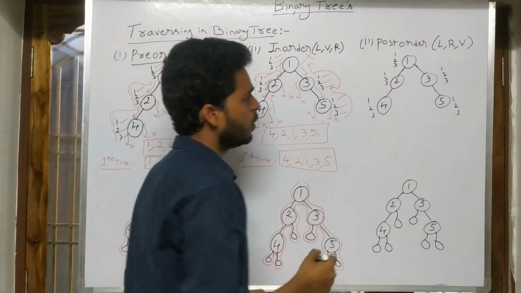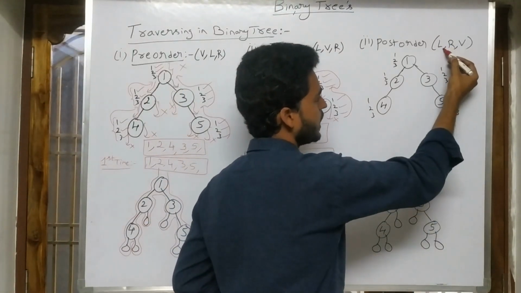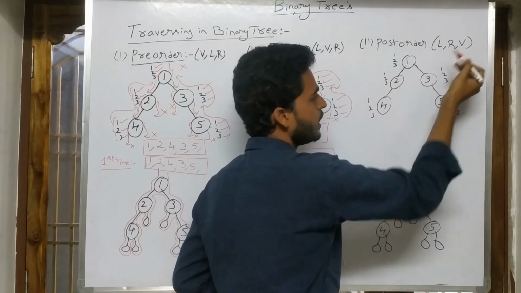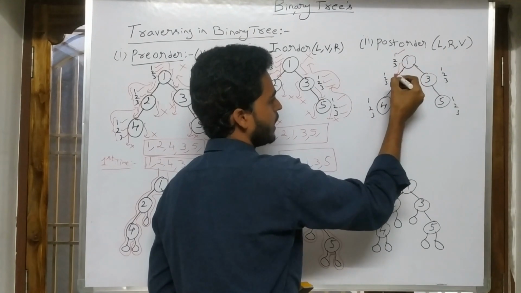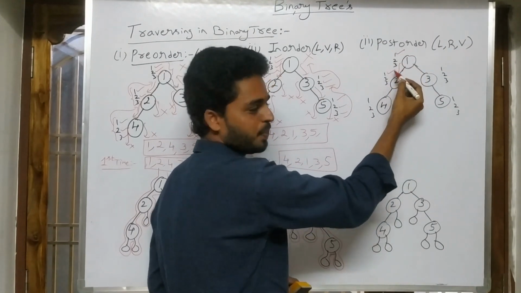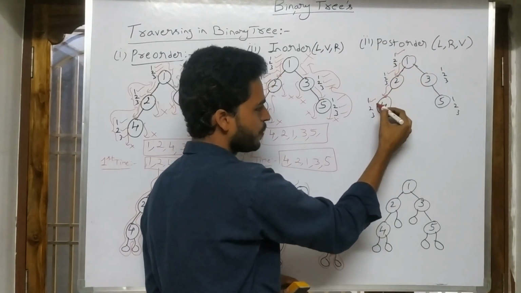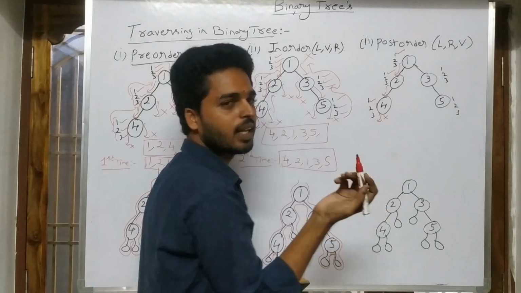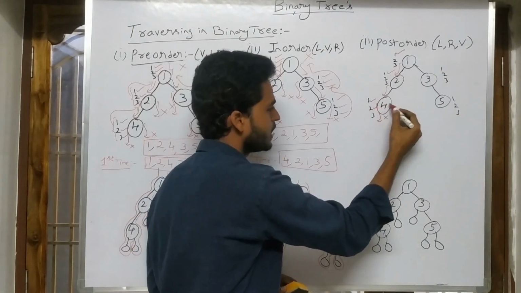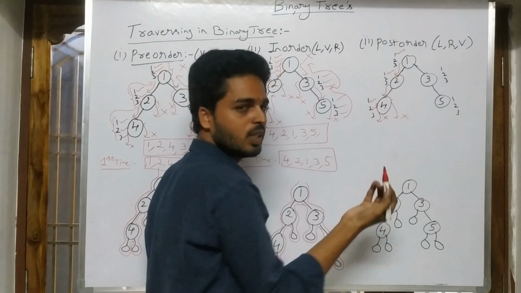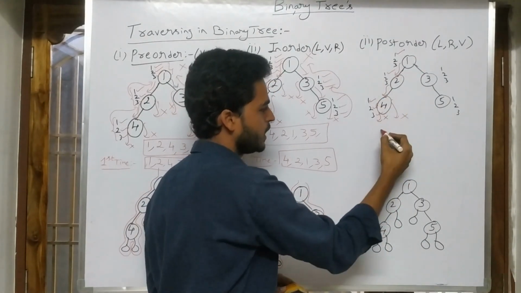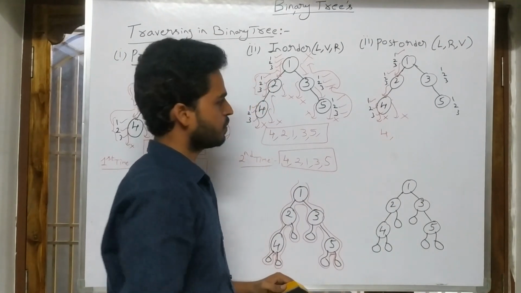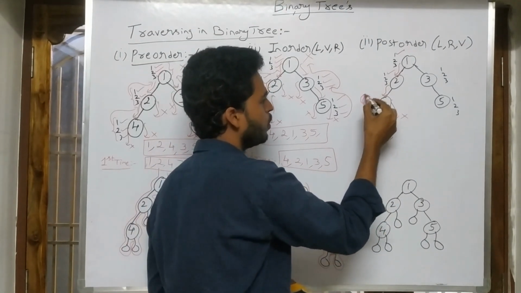Let's see post-order. Post-order is visiting left side recursively, right side, and only then visit the node. Here first left side. Here also first left side. Left side nothing, will stop. Then second statement, right side nothing, will stop. Then we'll take the third one. Third one is what? Visiting. Visiting is printing 4. All are completed, I will move back.